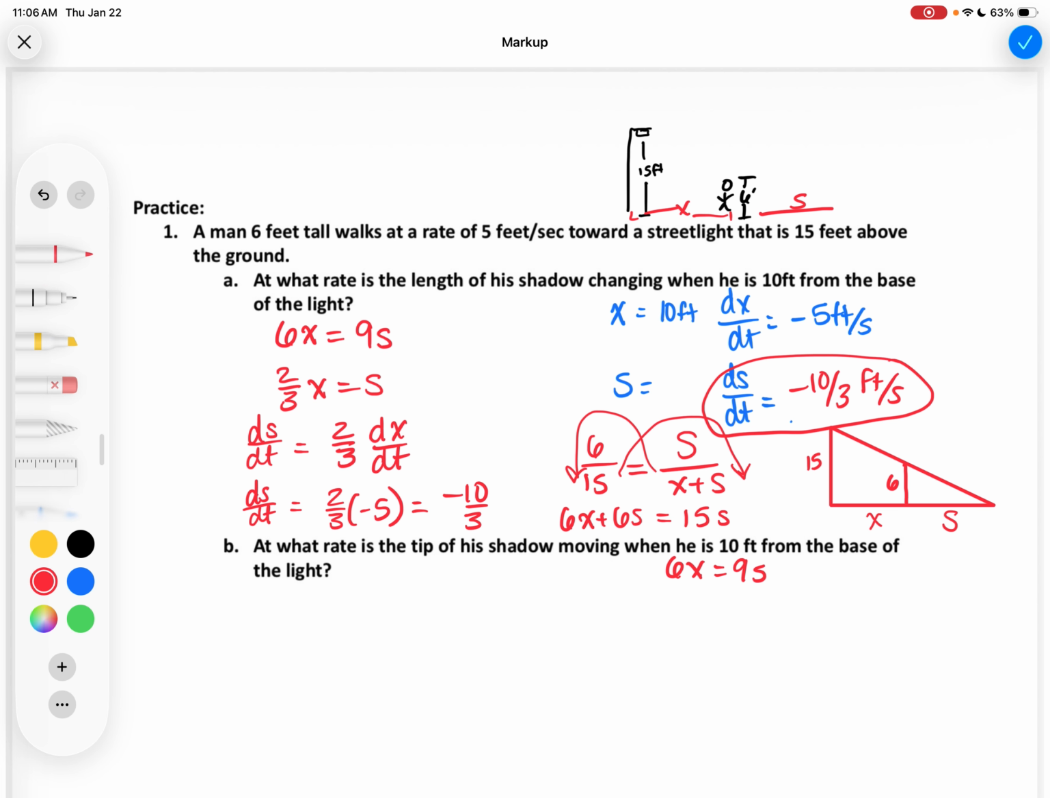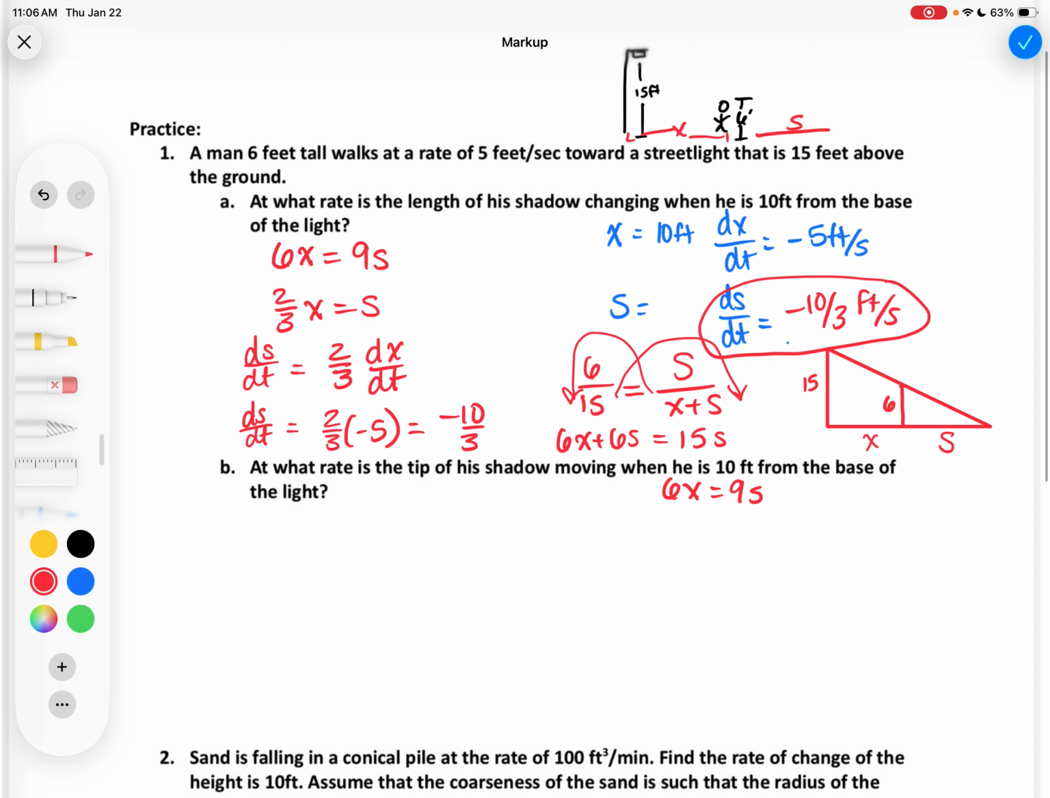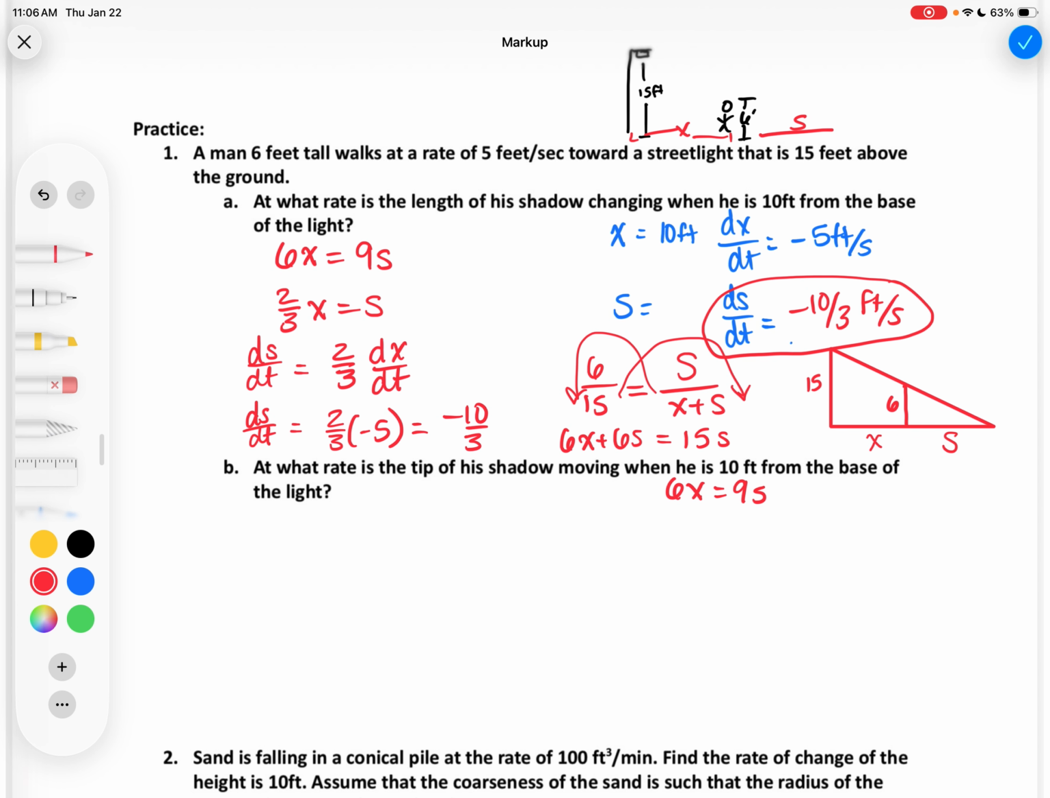So then part B, at what rate is the tip of his shadow moving when he's 10 feet from the base of the light? So the tip of the shadow, to find that, I really just need the x plus s part of the bottom. Nothing else is going to matter. So I basically just take, and now I have x plus s, and that's my formula that I'm using. I just need to take the derivative of that.